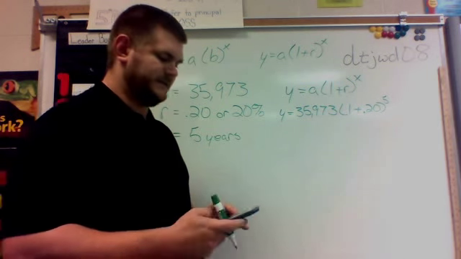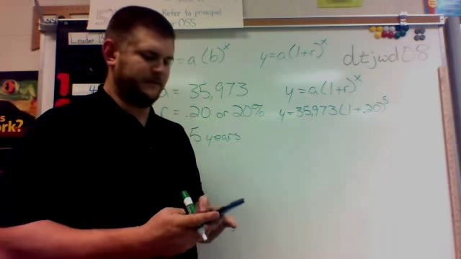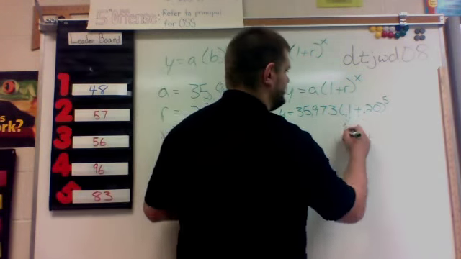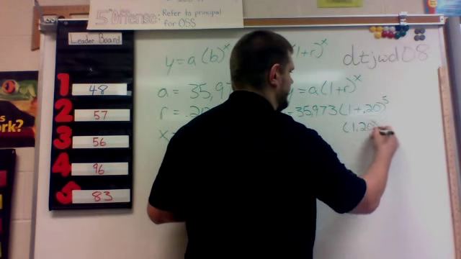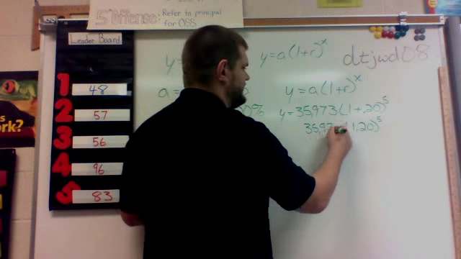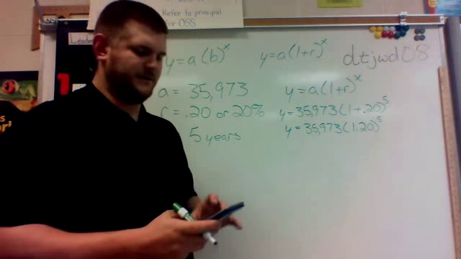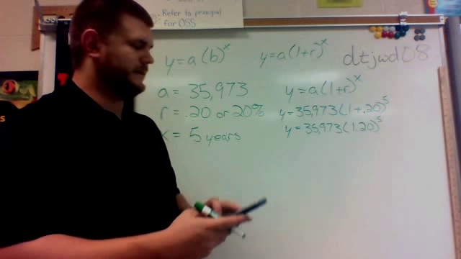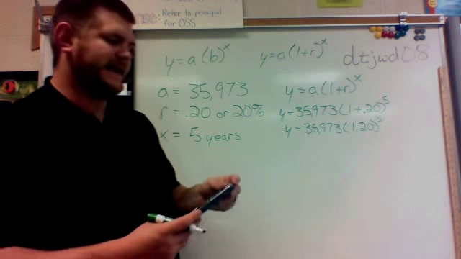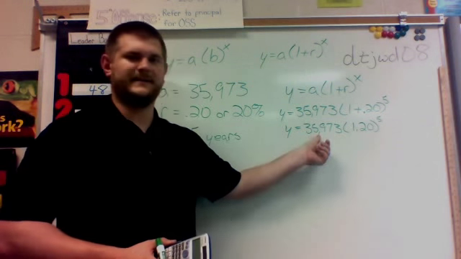So we're going to start off, we'll do the simple math first. Let's do 1 plus 0.20. We know that's going to give us 1.2, or 1.20. We're still going to have it raised to a power of 5, and we're still going to have the starting amount written out in front. Now to simplify this, all we have to do is put it in our calculator. So we're going to say 1.2 to the 5th power. That's going to give us a decimal value of 2.48832.